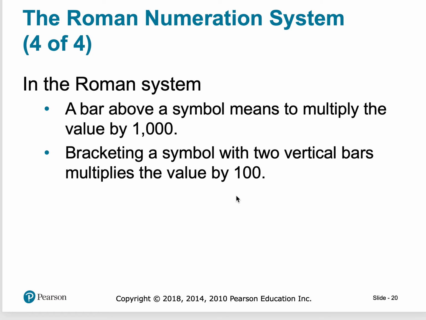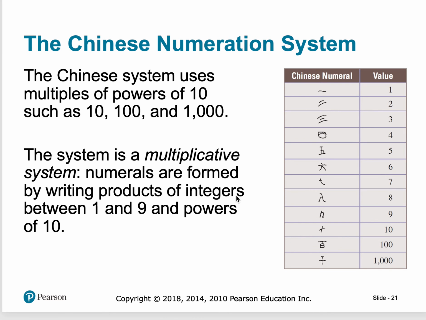In the Roman system, something you may be less familiar with is that a bar above a symbol means to multiply that value by 1,000. And a bracketing symbol with 2 vertical bars multiplies by 100. That's probably a very less known part of Roman numerals.